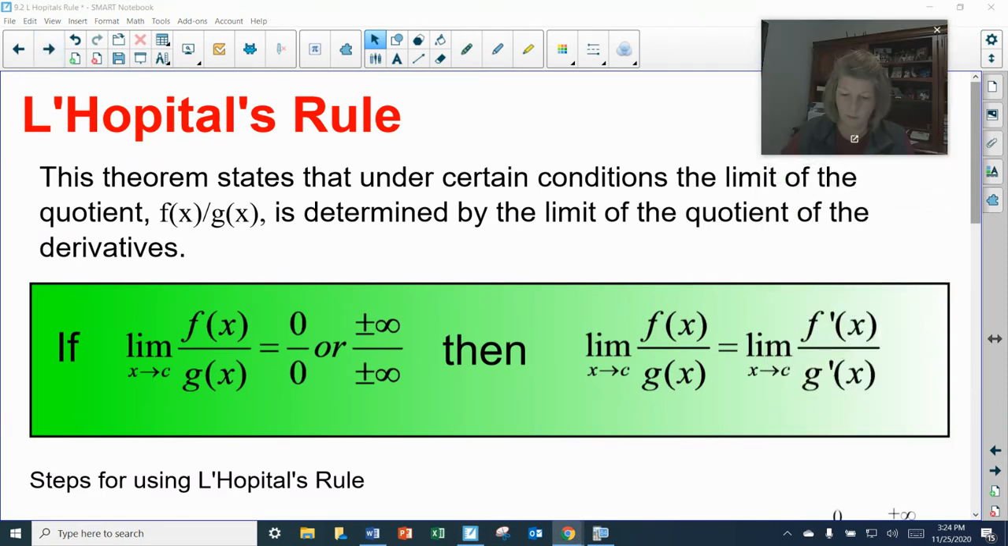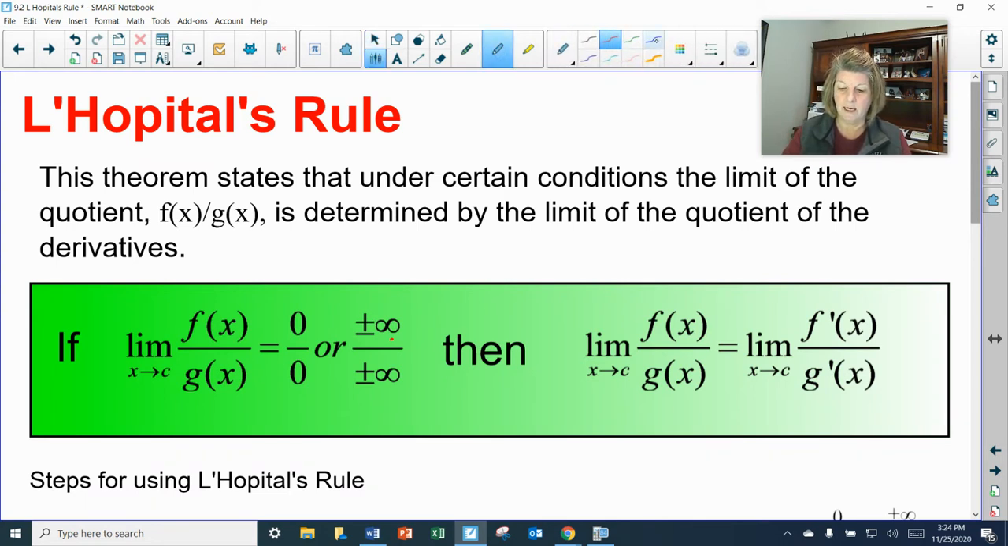So L'Hopital. This theorem states that under certain conditions, the limit of the quotient f of x over g of x is determined by the limit of the quotients of the derivatives. So if the limit of f of x over g of x is either 0 over 0 or infinity over infinity, plus or minus, doesn't matter, then we are able to use L'Hopital's rule and take the derivative of the numerator separate from taking the derivative of the denominator.